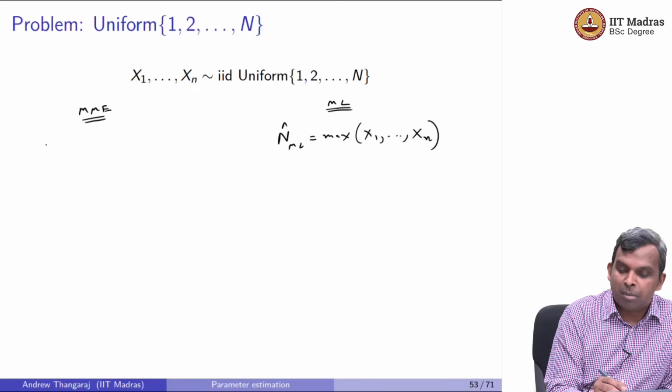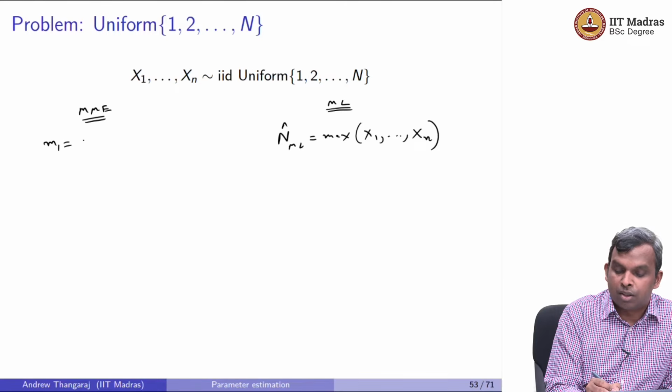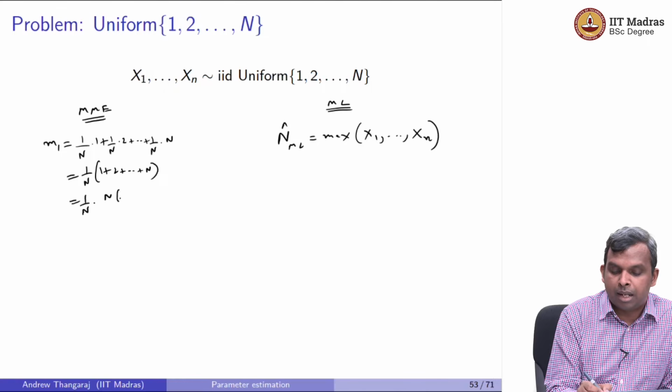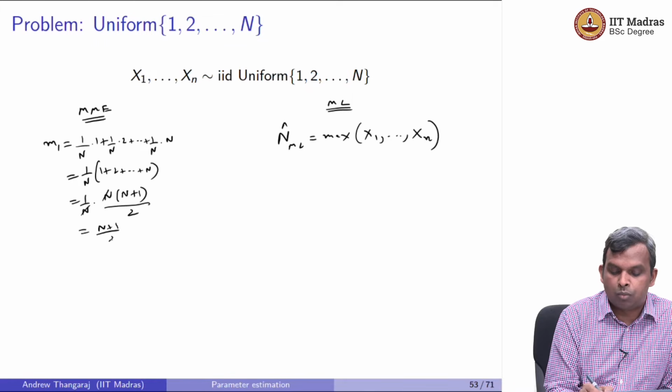What will be the MME? What is the expected value? It's uniform, so it is 1 by n times 1 plus 1 by n times 2 plus so on till 1 by n times n, and that is 1 by n times the summation 1 plus 2 plus up to n, and that is 1 by n times n times n plus 1 by 2. You might have already known this. This will cancel and you will get n plus 1 by 2.